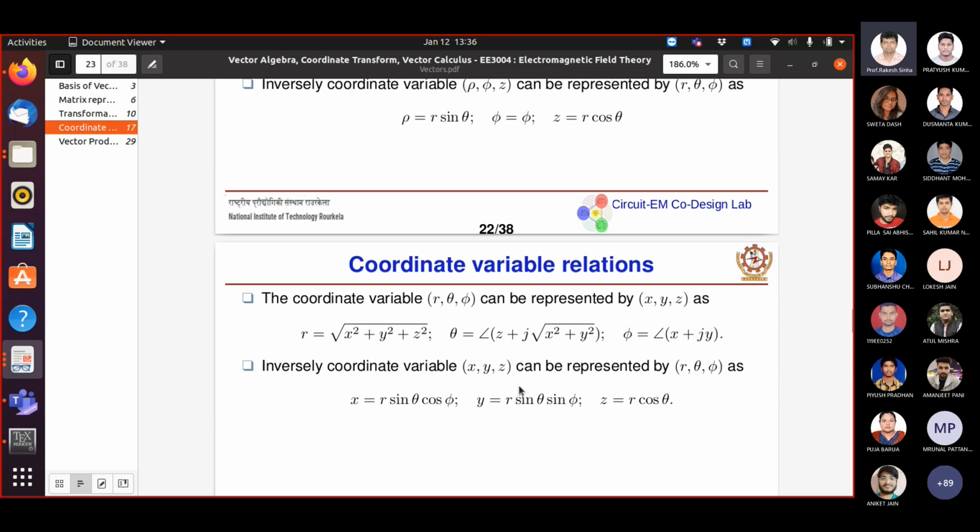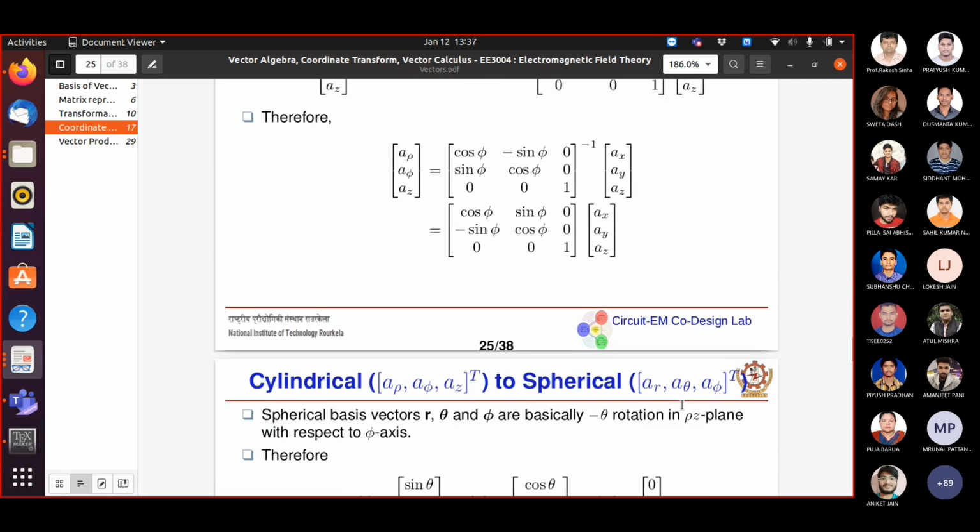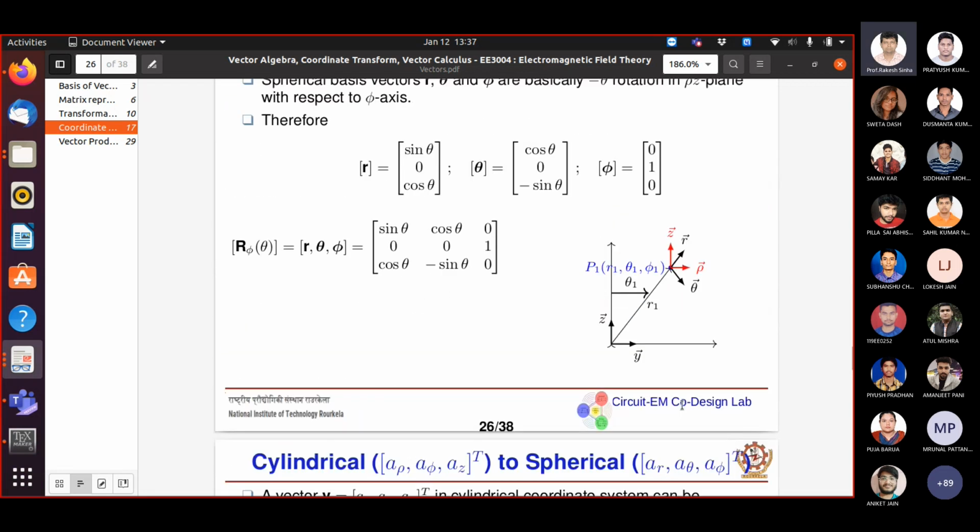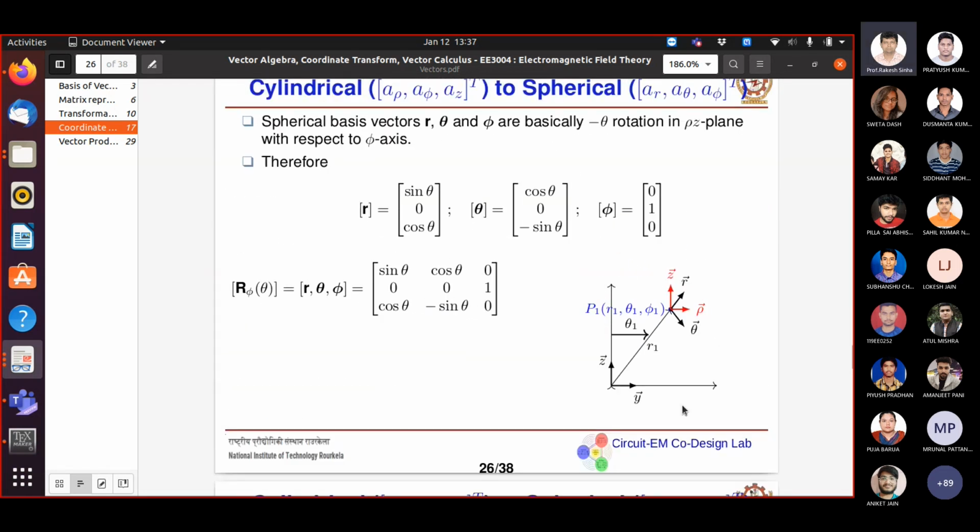Inversely, we need this relationship: x is equal to r sin theta cos phi, y is equal to r sin theta sin phi, and z is equal to r cos theta. Why r cos theta? Because you can see here, this has been formed.